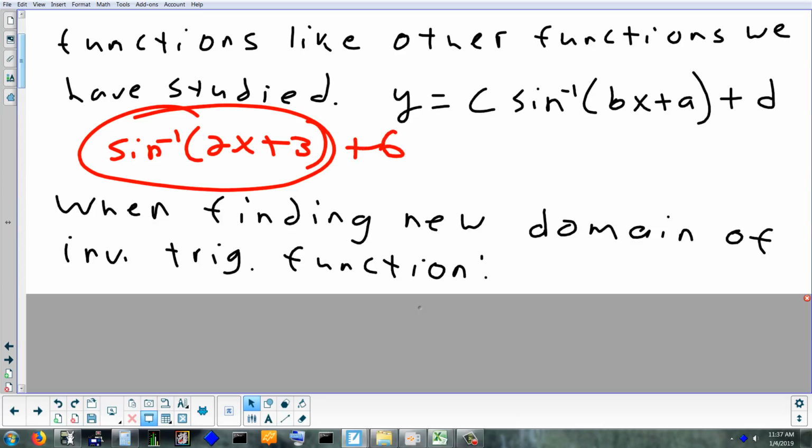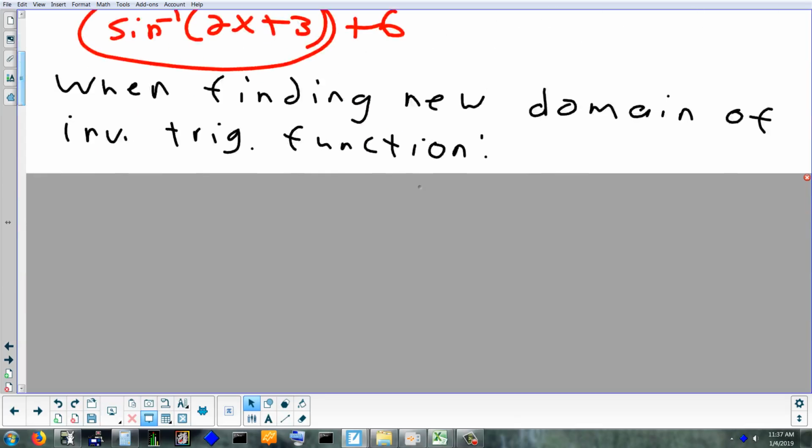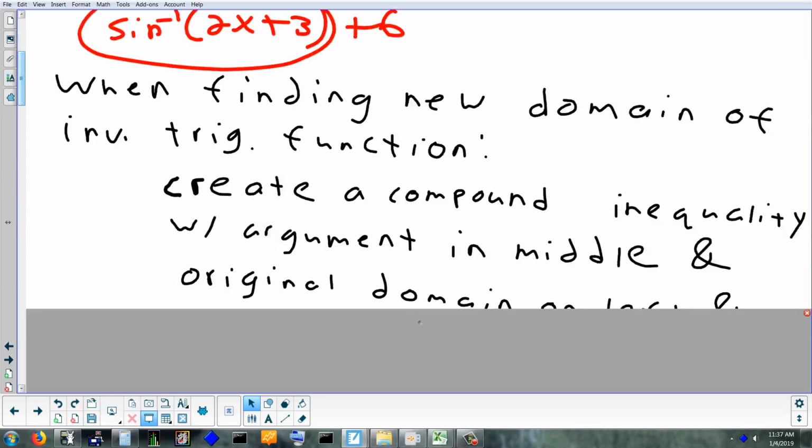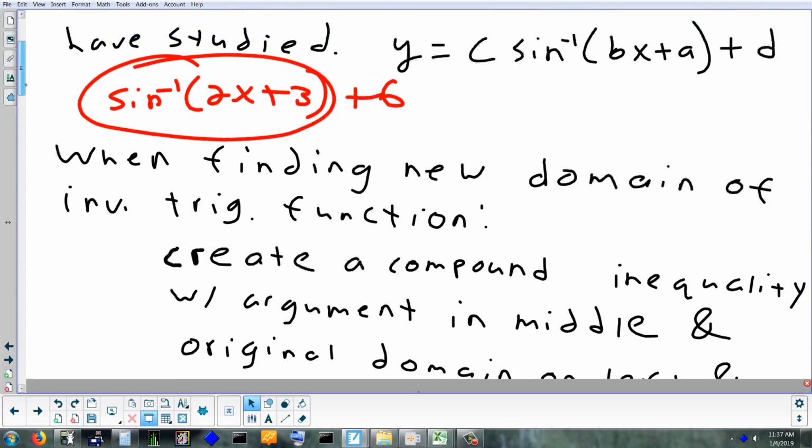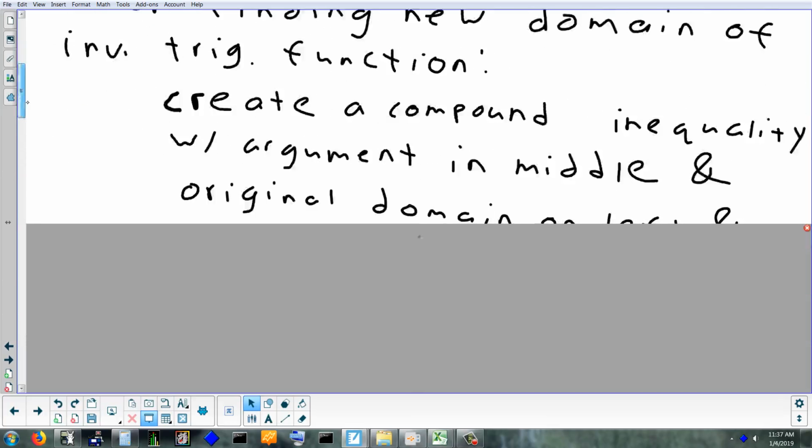Now I did. Okay, now I shifted it up 6. So you want to be able to look at a problem like that and figure out the new domain and range. Well, to figure out the domain, what you want to do is create a compound inequality. You take the argument, you put that in the middle.